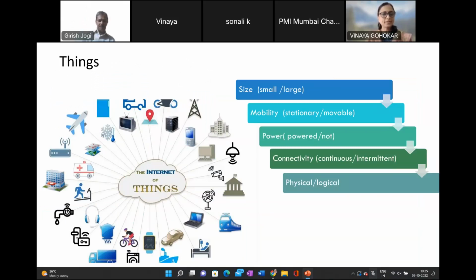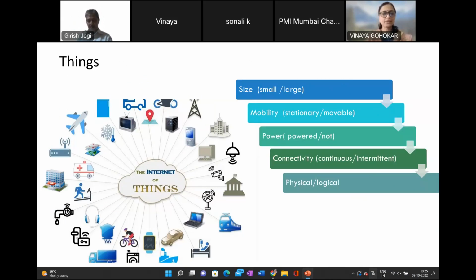These devices, in terms of Internet of Things, we can now call them things. These things can be small in size. These things can be large in size. The thing can be a stationary thing, a movable thing, a thing which is powered, or a thing which is not powered. We'll come to the examples of such things.